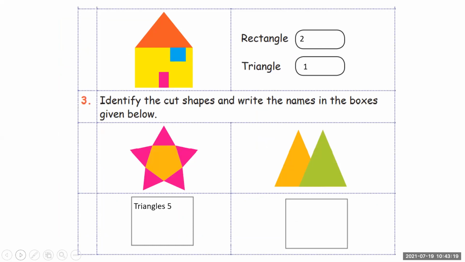So one triangle. Look here, the triangles are 5: 1, 2, 3, 4, 5. Then one pentagon is there. Pentagon: 1, 2, 3, 4 sides, 5 sides. So it's a pentagon. What about here? 2 triangles.